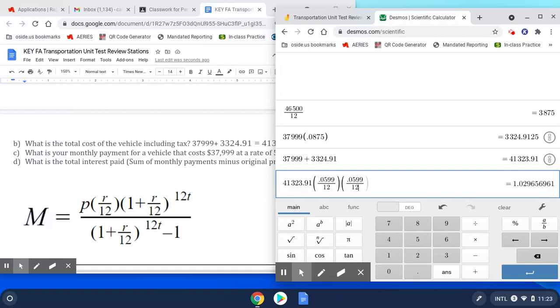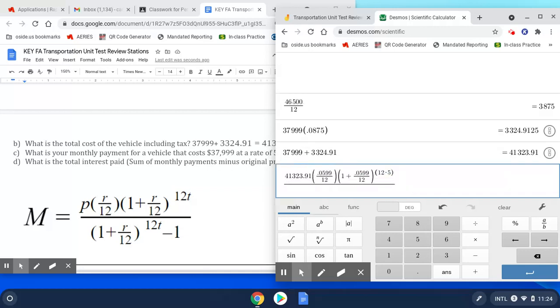And I just noticed I forgot the 1. So sorry, I'm following this formula right here, so don't forget the 1. 1 plus. So principal times the rate over 12 times 1 plus the rate over 12, all to the power of 12 times the time. 12 times 5 in this case, it's a 5-year loan, t equals 5. We could also just put to the power of 60.